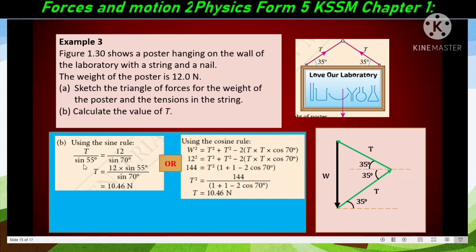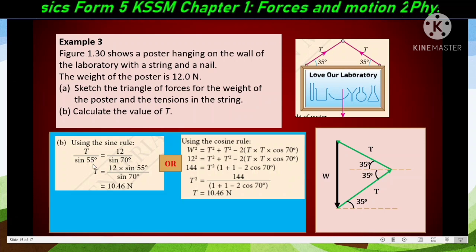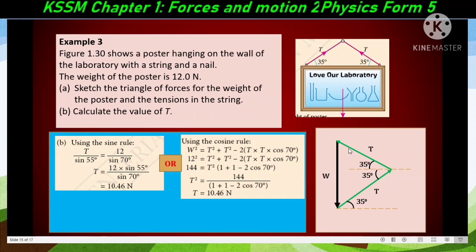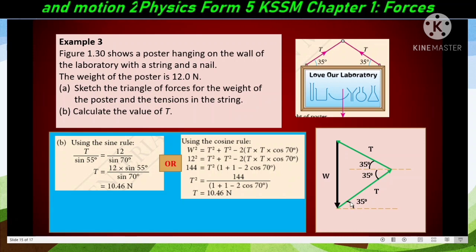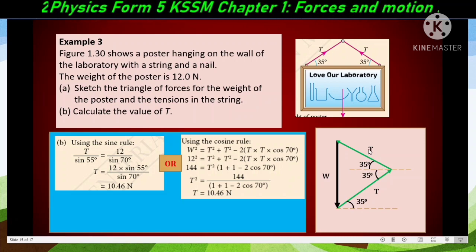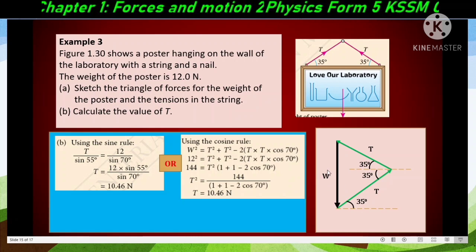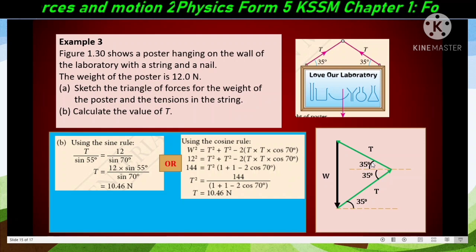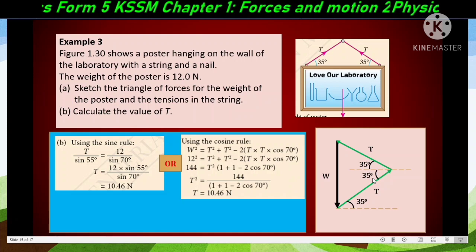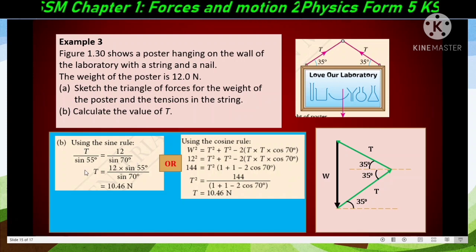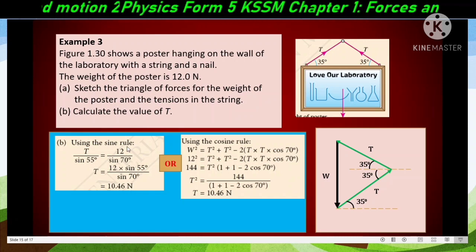Side over sine of the opposite angle is always constant. So we have T divided by sine of the angle opposite T, which is 55. The other angle here is also 55. Thus T divided by sine 55 equals W, which is 12, divided by sine 70, because 35 plus 35 gives 70. Then you can solve for T. You get 10.46 Newton.